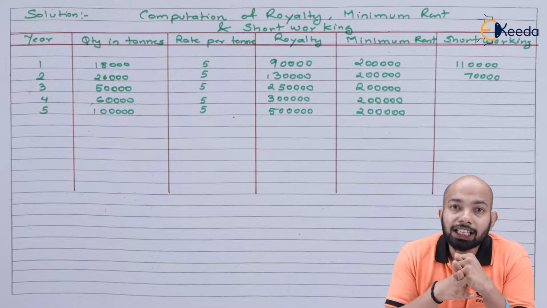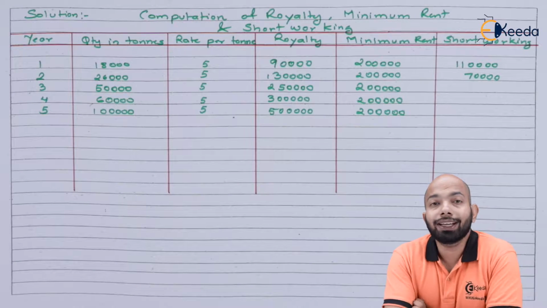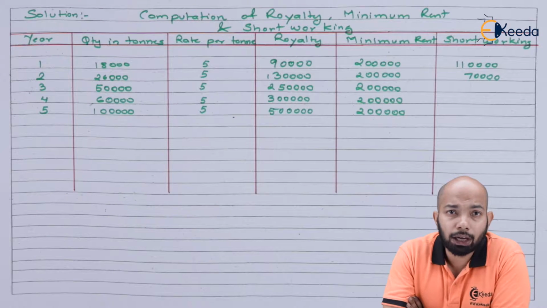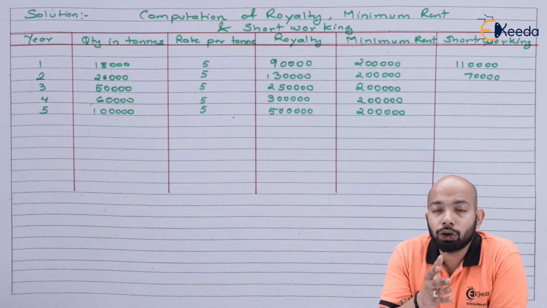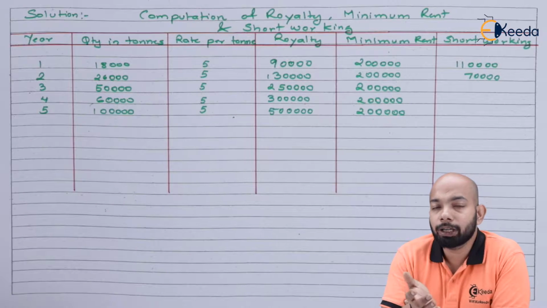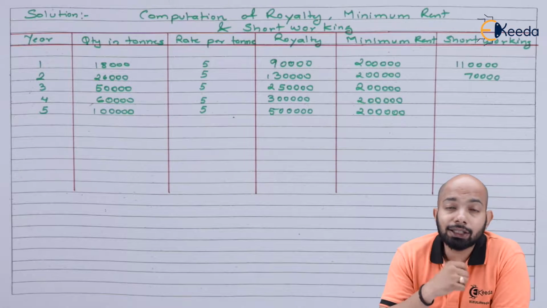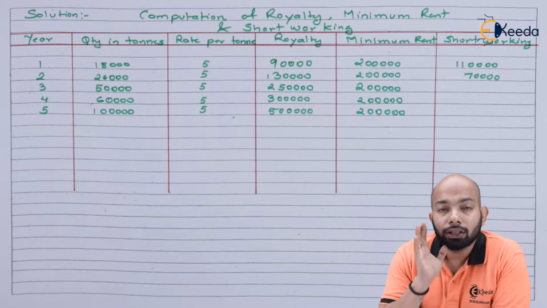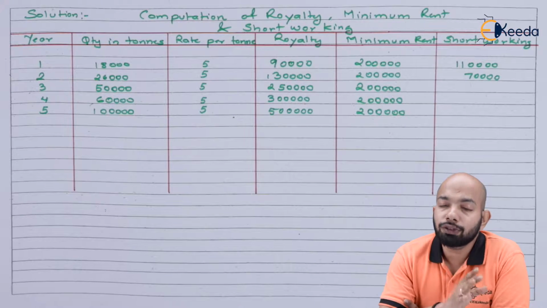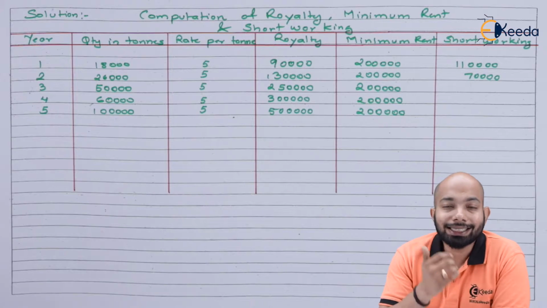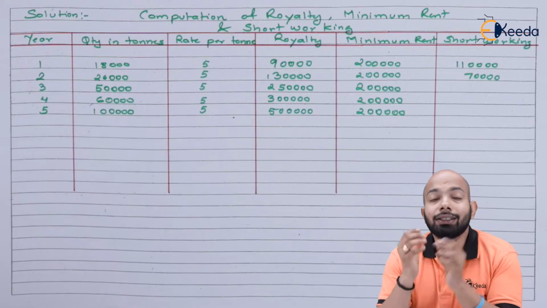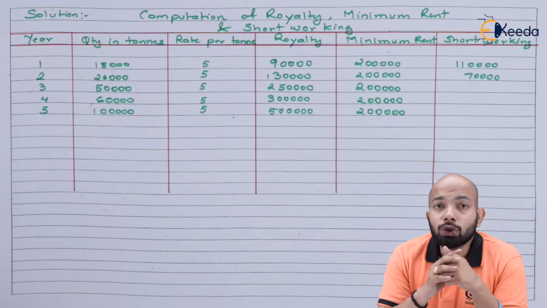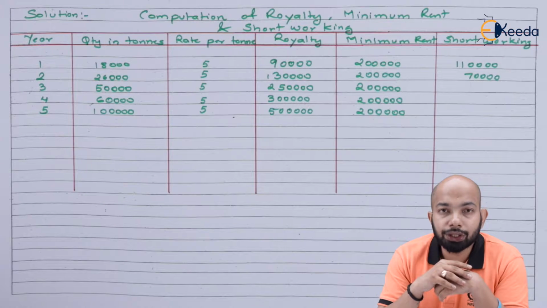So the short working has been figured out. For the first year, the short working is 1,10,000, and for the next year the short working is 70,000. That means actual royalty earned was less than the minimum rent, hence this is the short working. Now this has to be adjusted, and as stated, short working was allowed to be recouped only for the first 4 years and nothing after that. Hence the short working that has been computed is admissible. Now let's go on to the next computation of our question.